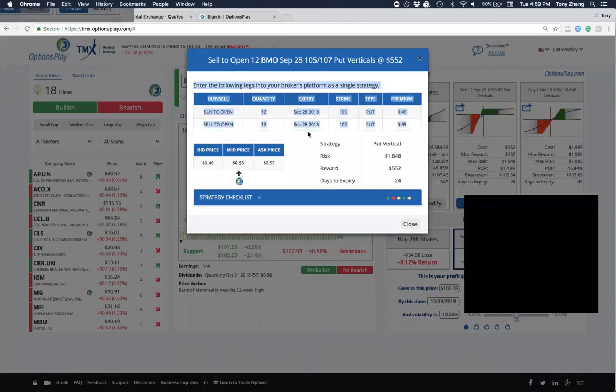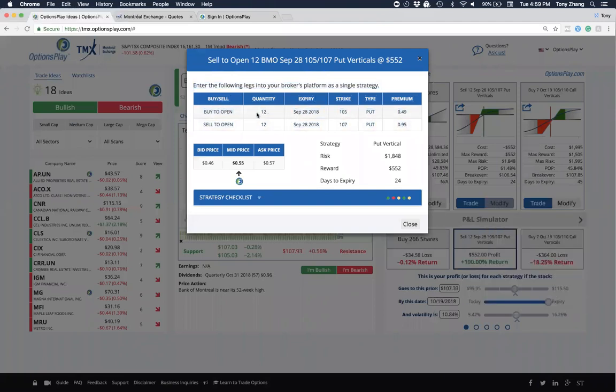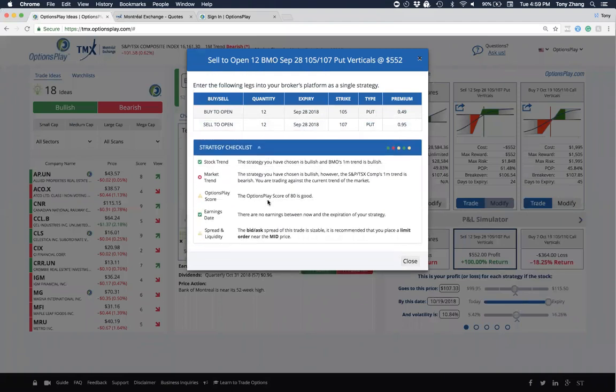Very important, making sure that you enter all of these quantities, buy or sell, expiration, strike price, type, and premium all correctly. And lastly, making sure that you understand that there's a strategy checklist here for you, just to make sure you understand all your risks before you place a trade. This is especially designed for those of you that are new to options trading. I want to make sure that you understand every single risk before you place your trade. We created this strategy checklist to help prevent some of those beginner mistakes that people sometimes make because they didn't know to look out for certain things.